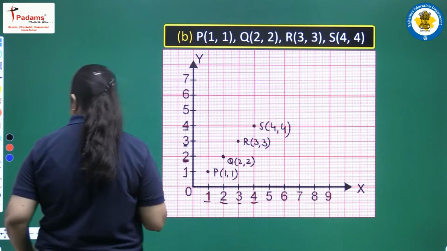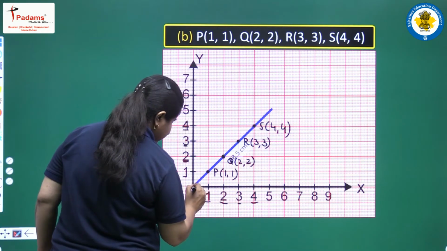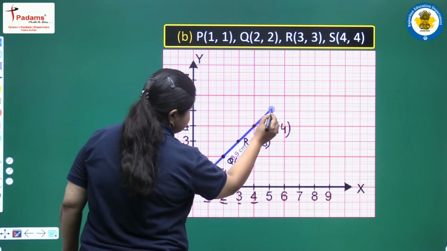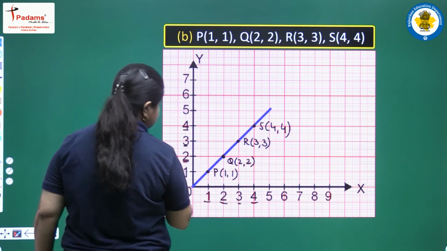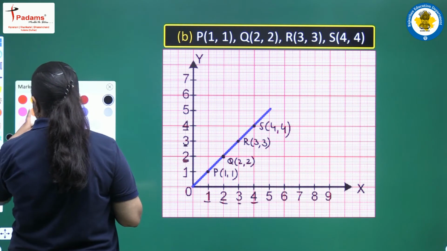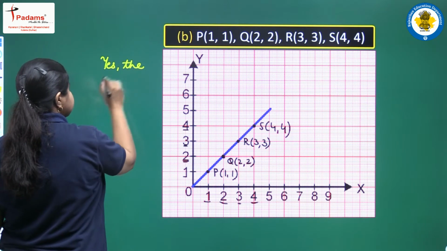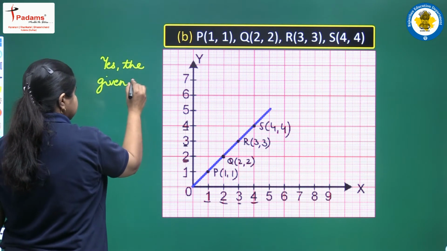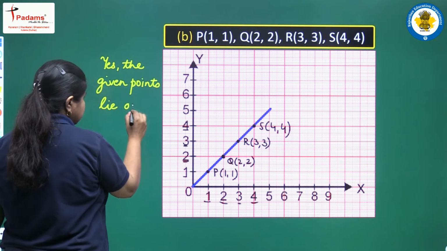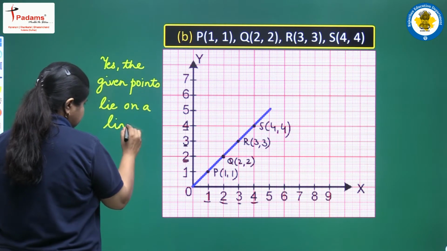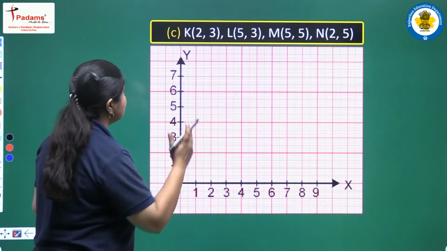Again if we join these points, are we getting a straight line? You will see that yes, we are getting a straight line. In this way we are getting a straight line, and we can write the solution that yes, the given points lie on a line as is visible from the graph. Clear? Next we have one more part here.